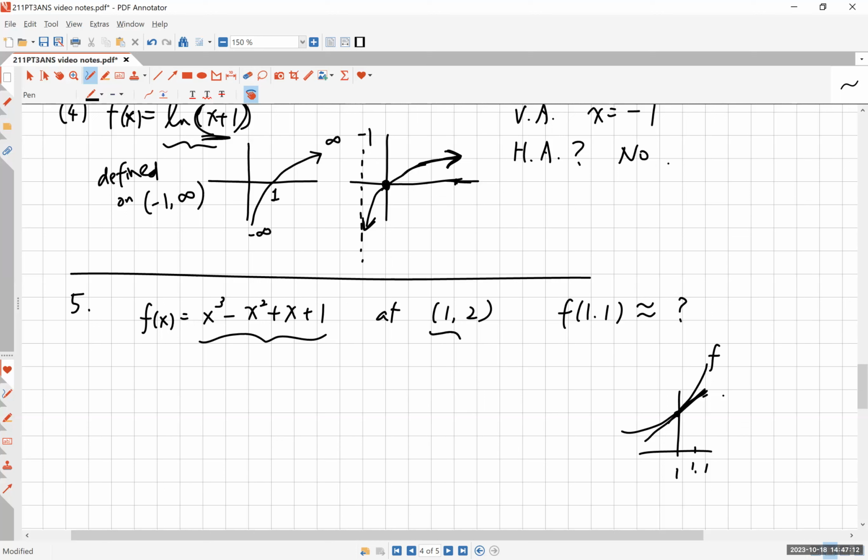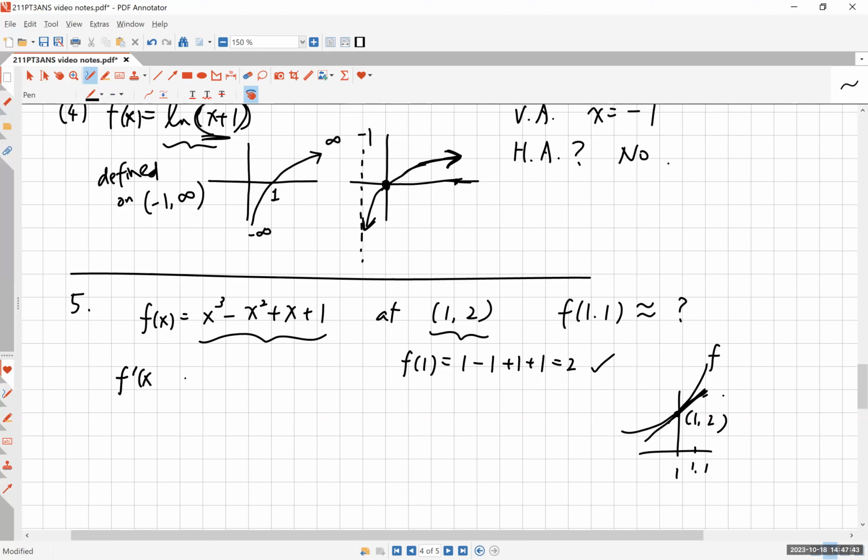Oh, by the way, is this even a good question? Does it make sense? Well, let's just check. f of 1 had better be 2, because that's the only way to do this problem. If you have to find a linear approximation of this function at 1 comma 2, that implies that f of 1 has got to be 2. Well, f of 1 is 1 cubed minus 1 squared plus 1 plus 1, and that is, of course, 2. So it checks. This point is 1 comma 2.